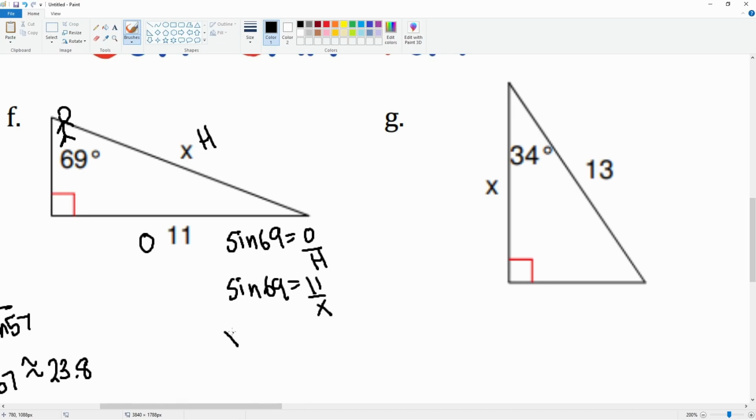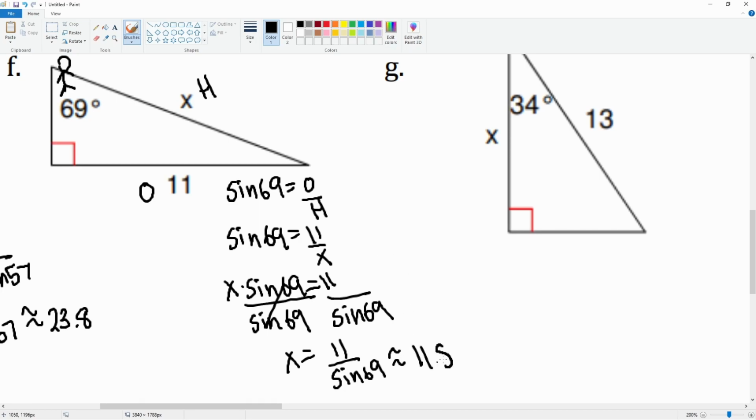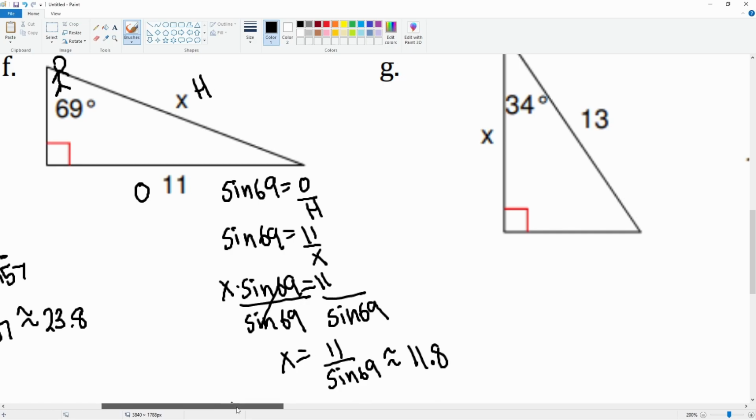Cross multiply, you get x times sine 69 is equal to 11. We are now going to get x alone, so we're going to divide by sine 69 on both sides. This cancels, leaving you with x is equal to 11 divided by sine 69, which is approximately, if you plug that into the calculator, 11 divided by sine of 69. This gets you approximately 11.8 if you round to the nearest tenth.